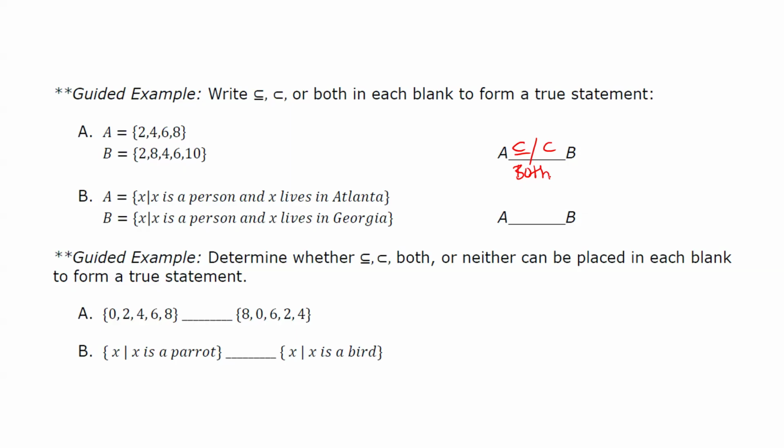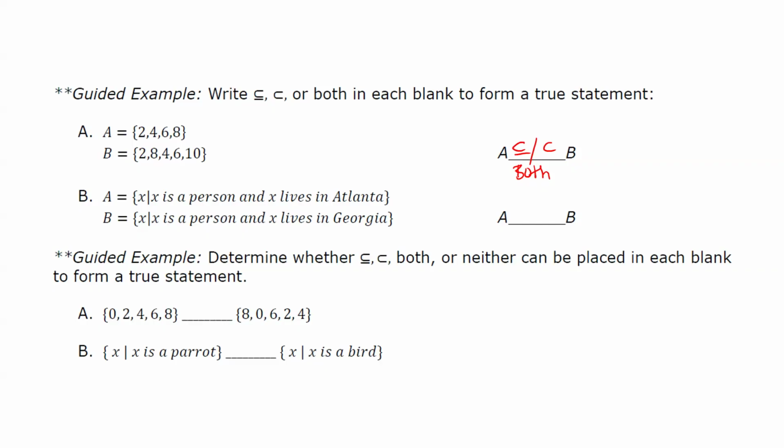Okay. All right, next one. A is all x values such that x is a person and x lives in Atlanta. B is all x values where x is a person and x lives in Georgia.